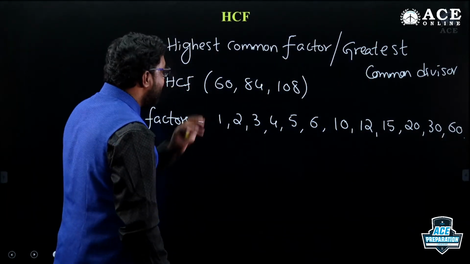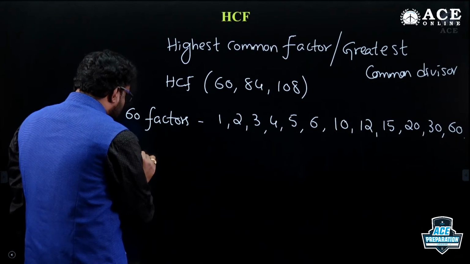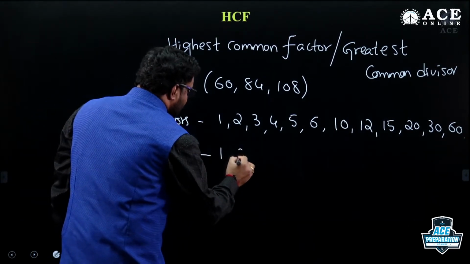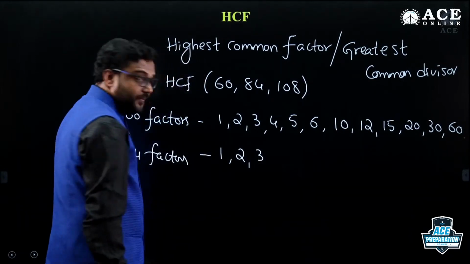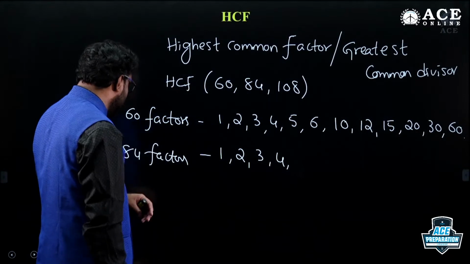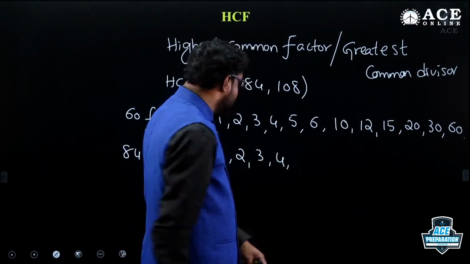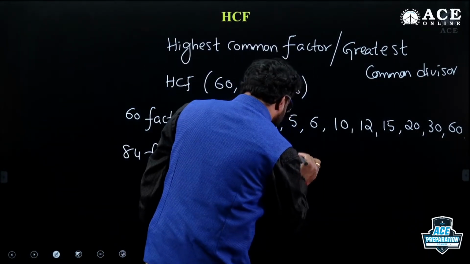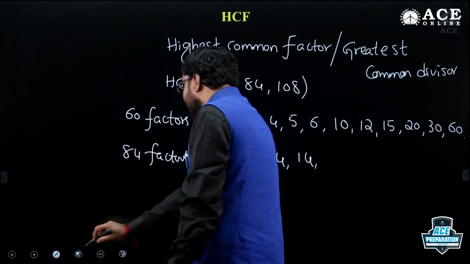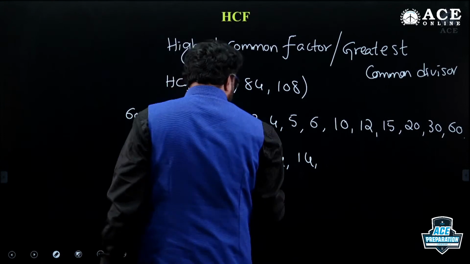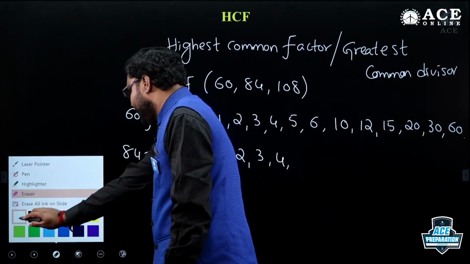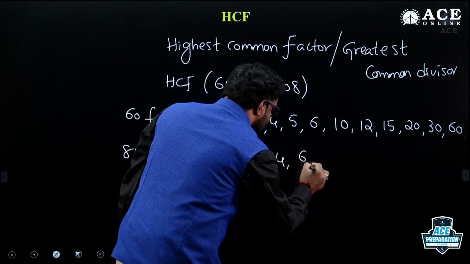Likewise, what are the factors for 84? We should list the factors for 84. 84 is divided by 1, 2, 3, 4. It's not divided by 5. It's divided by 6, my dear friends, and by 7, 12 times. So it's divided by 6 and by 7.